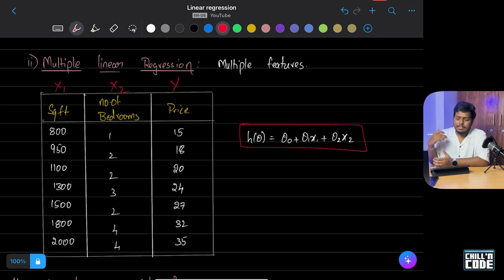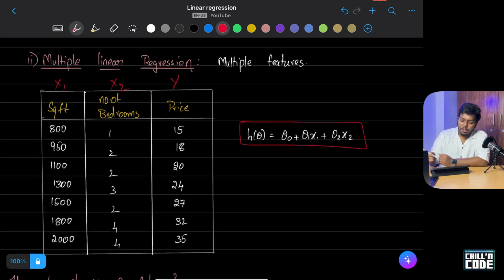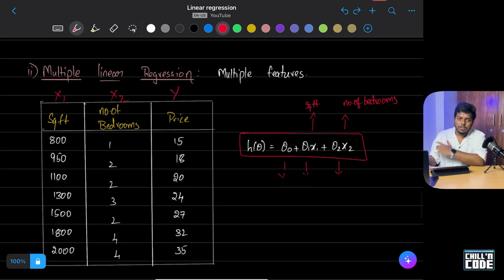If you look at this equation clearly, we have 5 different values. One is theta 0, one is theta 1, and one is theta 2, and we have two more values, x1 and x2. We have already seen what x1 and x2 are: in this case, square feet and number of bedrooms. Now what about theta 1, theta 2, and theta 0? Multiple places we are saying theta 0, theta 1, theta 2. So how do we choose these theta values?